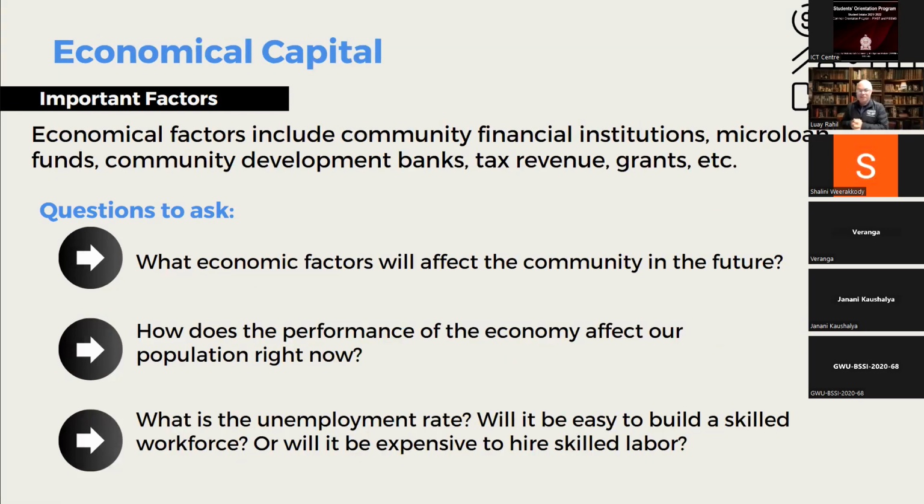Then we do the economical capital. We know how the political environment looks. Now let's look at the economical capital. The factors include community financial institutions, microloan funds, community development banks, and tax revenue and grants. We have multiple people across the world who do what's called microloans. They do it in countries like India and Lebanon and say, okay, you want to develop a food stand or you want to sell eyeglasses, let me help you with a little fund to build your business. So economical factors, we need to be thinking about those when we develop a community.